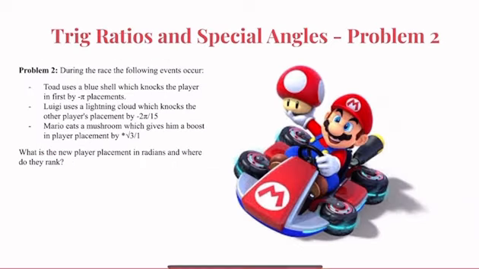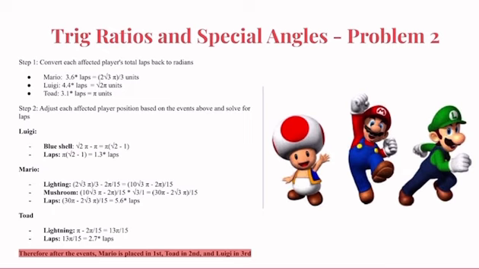So for our second problem here, we want to figure out the new player placement and where they are in radians. For this, you're going to convert the laps back to radians, and then adjust each player's position based on whatever happened to them.